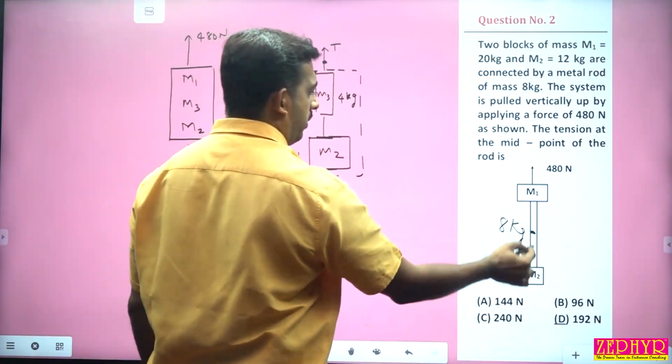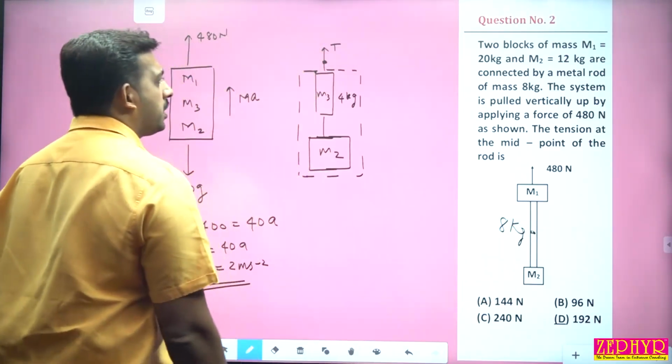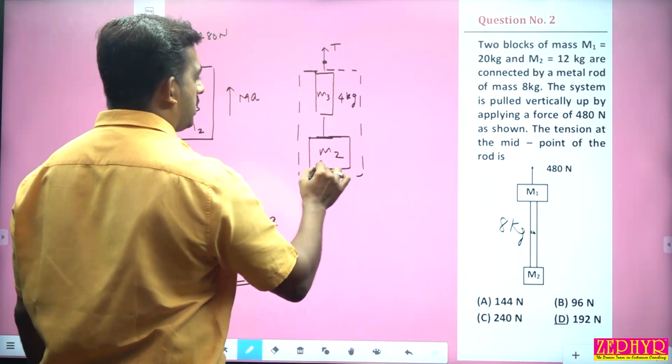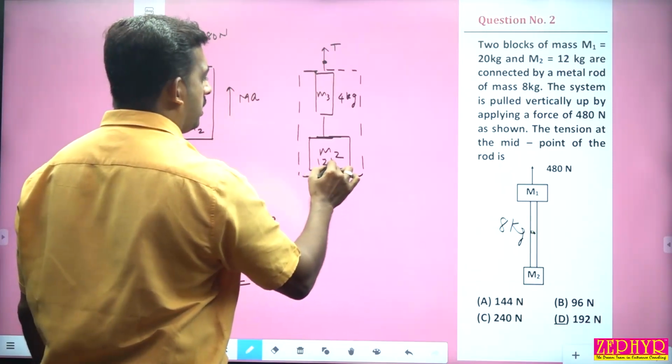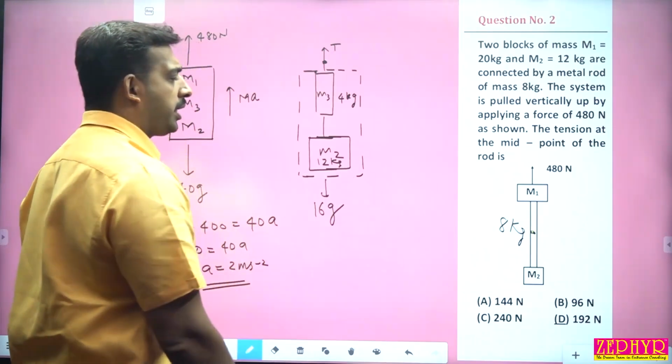Total mass is 8 kilogram at the midpoint, and the point below is having only 4 kilogram. So it is 4 kilogram. The mass M2 is equal to 12 kilogram. So 16 kilogram is the weight acting downward. 16 G is the weight acting downward.